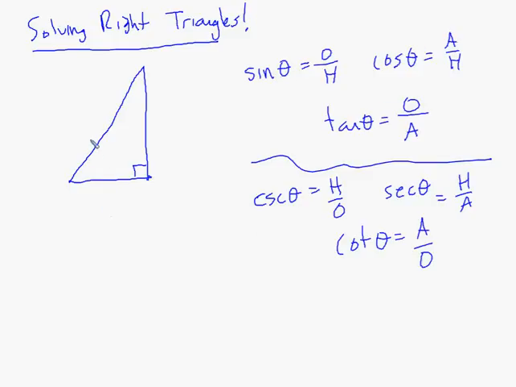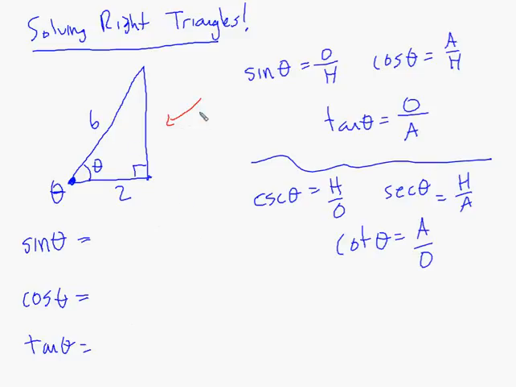Alright, so let's say that this is 6 and this is 2 and this is my angle. So right here's my angle. What would be the sine, the cosine, and the tangent? Yep, excellent. So we need to use Pythag. Use Pythag to find this missing part.